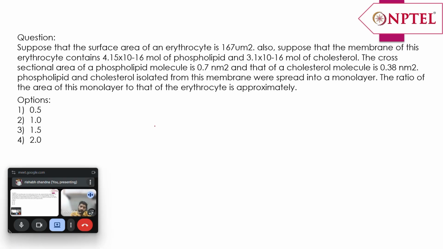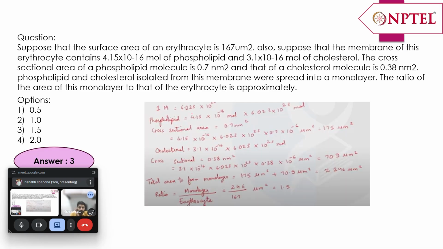Okay, so let's solve this. The correct answer is option 3, that is 1.5, and this is the solution. Because there is mole, 1 mole consists of 6.023 into 10 to the power 23 molecules. That is the Avogadro number. And because there are 4.17 into 10 to the power minus 16 moles of phospholipid, that yields this many molecules of phospholipid in this membrane.